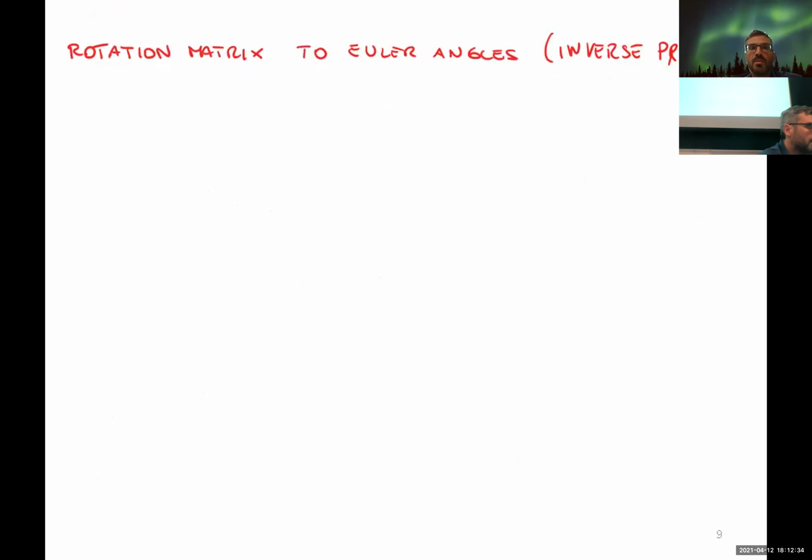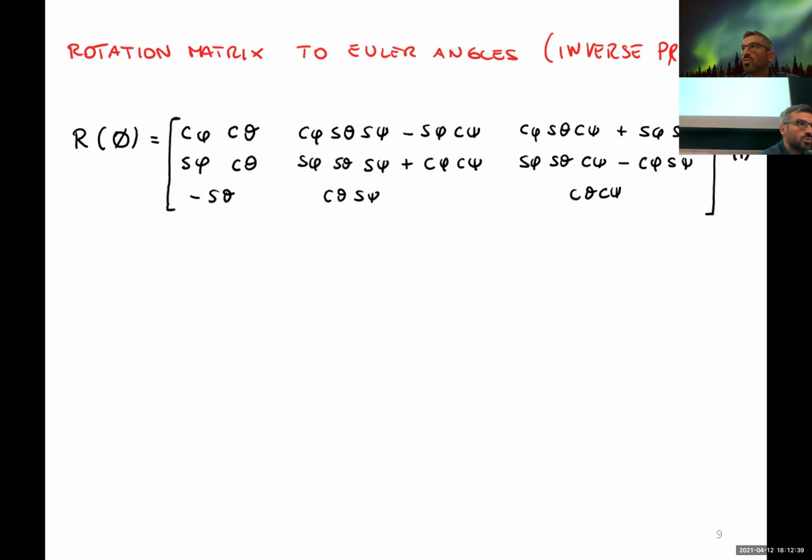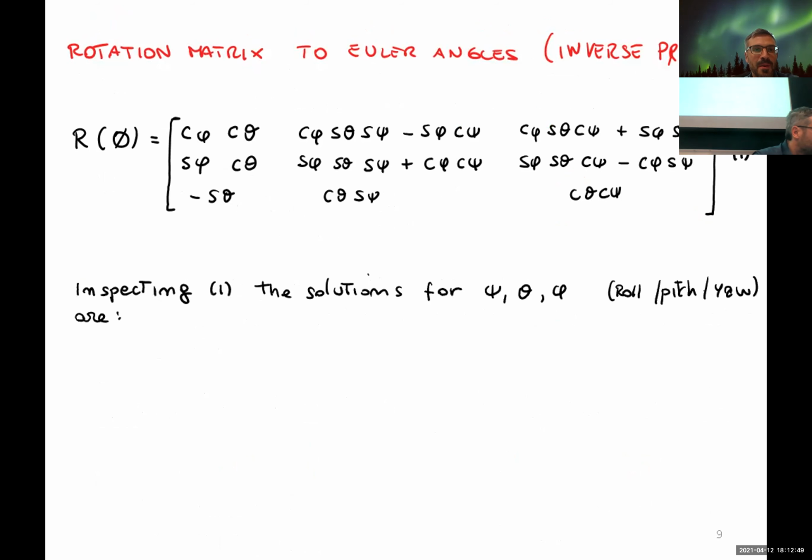Then the inverse problem. We said the inverse problem is to go back from the rotation matrix to the representation. To get a clue on how to do that, we can have a look at the rotation matrix. If we inspect that, what can we see? What can we get from intuition here on computing the values of phi, theta, and psi angles?